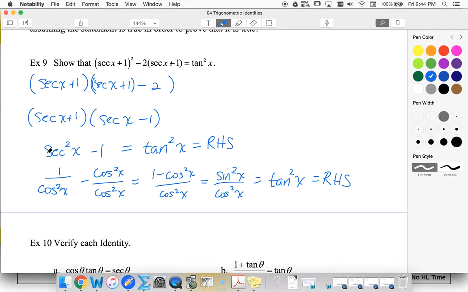So if you recognize this identity, you can use it. If not, you can go on to prove it.